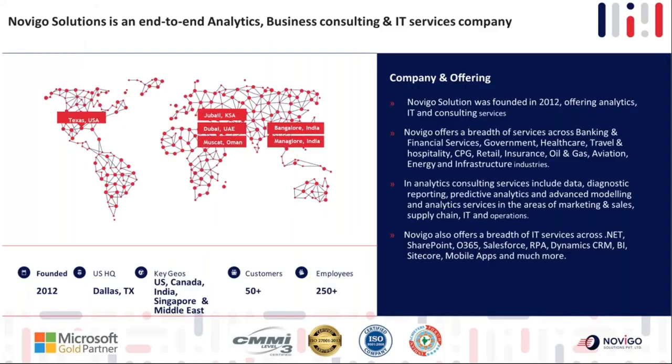So to start, I'll just introduce myself. I'm Akhtas Asif, and I've been working as a senior consultant with Novigo Solutions. Novigo Solutions is an end-to-end analytics and IT services company. We have our headquarters in Dallas, Texas, offices in Dubai and KSA, and delivery centers in India. We were founded in 2012, so it's close to 7 years now. We have had large SharePoint migration projects in the Middle East and US, including redevelopment of the intranet portal along with it. So this was a brief introduction about the company and me.